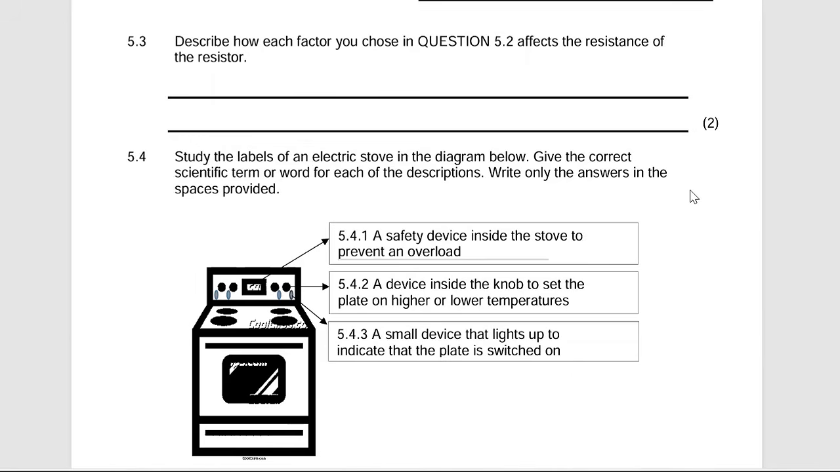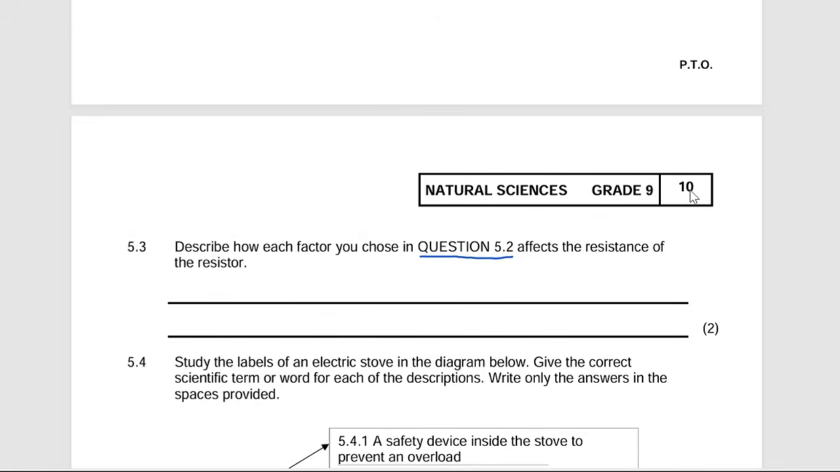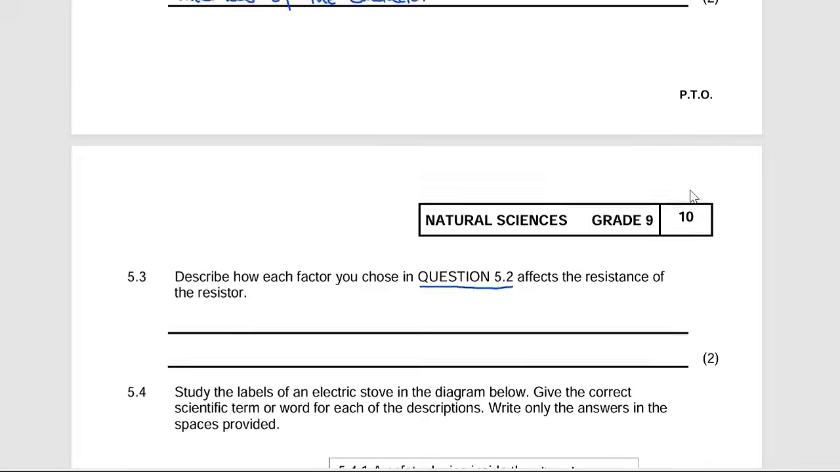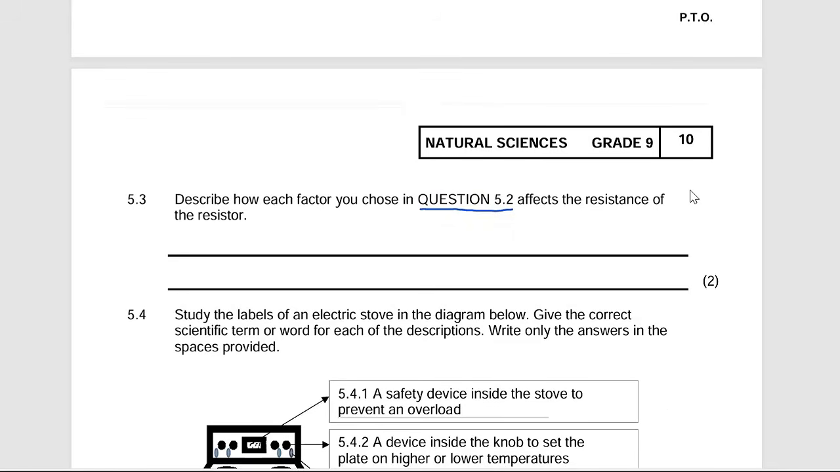Proceeding to 5.3, it says here, describe how each factor you chose, which was in 5.2, affects the resistance of the resistor, right? So from those there, I can now go ahead and explain. Okay, so I would just check temperature. So allow me to say T in degrees Celsius, which is our temperature there.